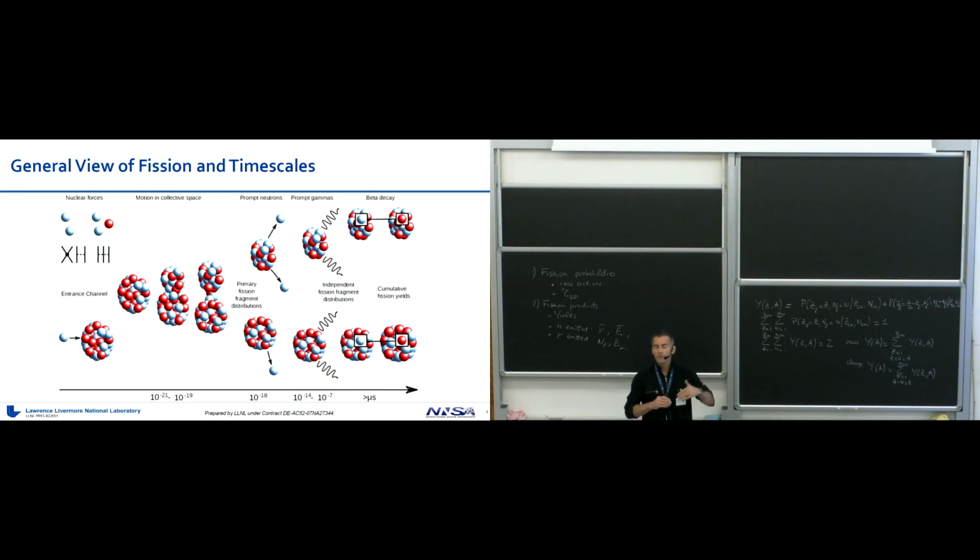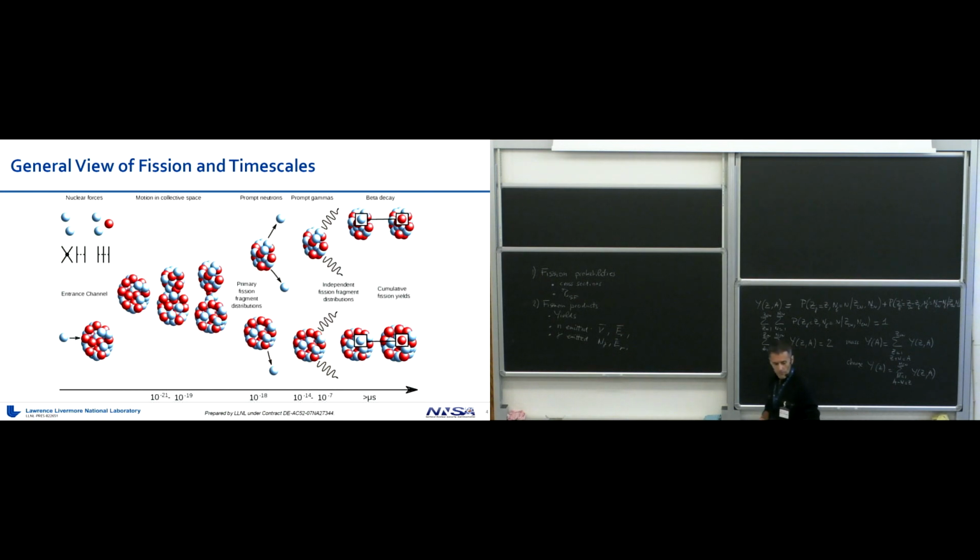So for example, when I was talking about deformation, I didn't specify what exactly that deformation is, what parameters, or how I calculate this. We're going to get into this now. Okay, so how do we do calculations to make fission calculations?